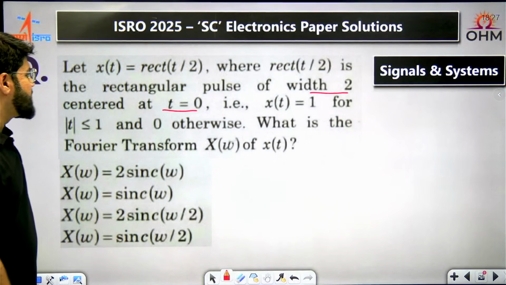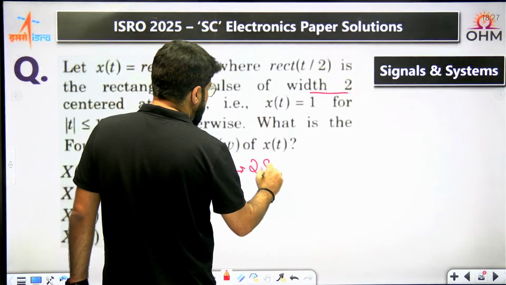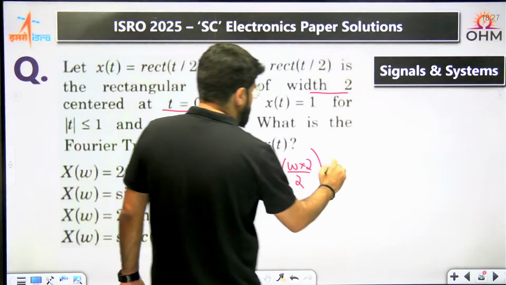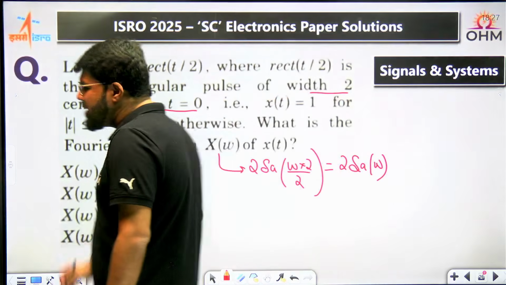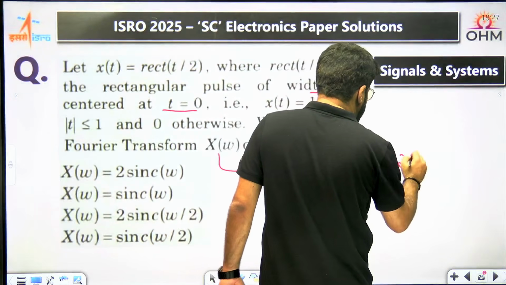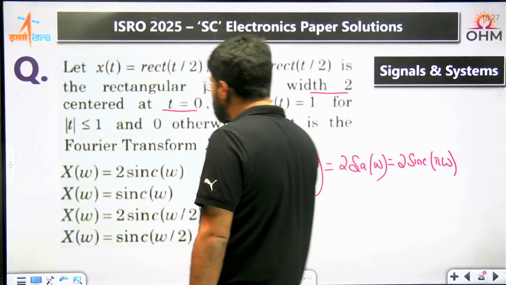What is the Fourier transform X(omega)? T Sa(omega T by 2). T is 2, so Sa(omega into 2 by 2). The answer is 2 Sa(omega). But Sa(omega) is not sinc(omega); mathematically, the definitions are different. This is actually 2 sinc. Now see, in exam time, if you have to complete and choose one answer, you can choose it.